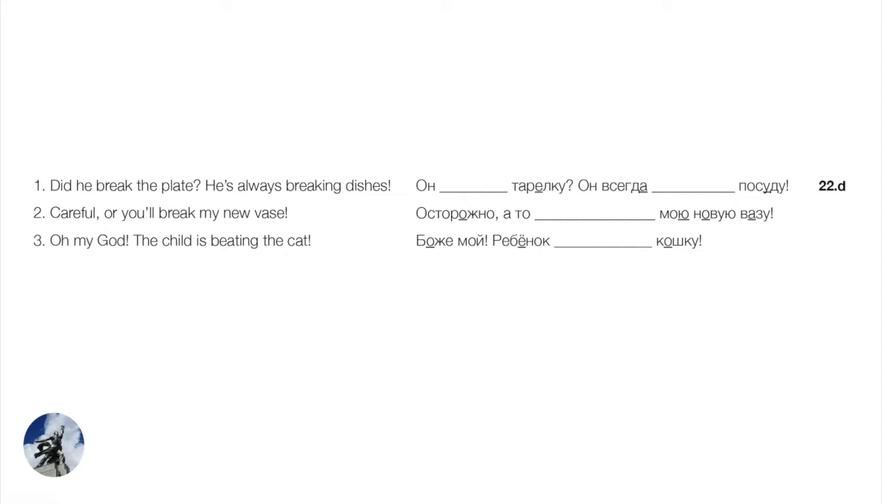Okay, the child is beating the cat. Okay, present tense, beating, we need to use beat. Боже мой, ребенок бьет кошку. The child is beating the cat, accusative.